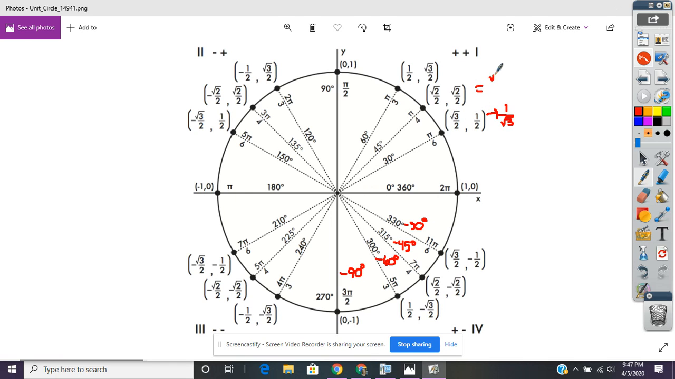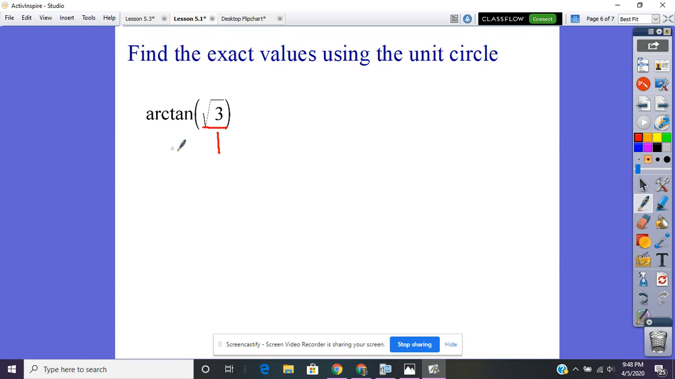This one would be √2 over √2, which in this case happens to be 1. And then on this one right here, it would be √3 over 1, which, hey, that's actually the one we're looking for. So tan of √3 over 1 would be pi over 3, or 60 degrees. So this one right here, we'd say it's pi over 3, or 60 degrees. Either of those are okay, and once again, you can write it either way.